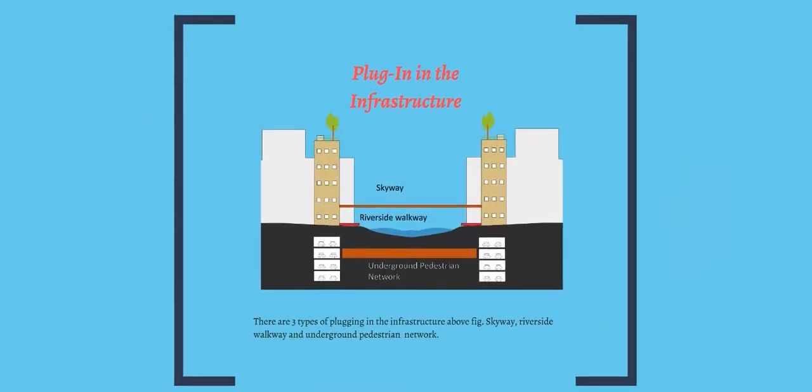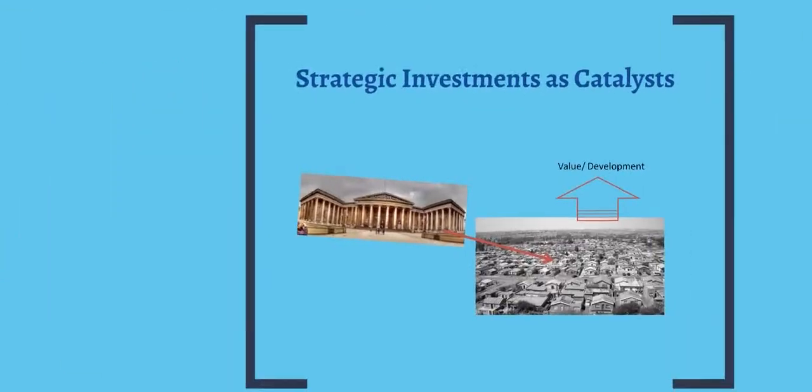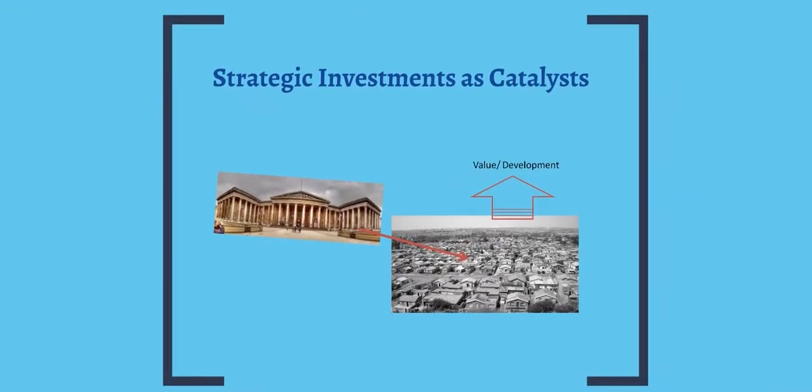Plug-in in the infrastructure. There are 3 types of plug-in in the infrastructure above figure: skyway, riverside walkway, and underground pedestrian network. Strategic investment as catalyst.